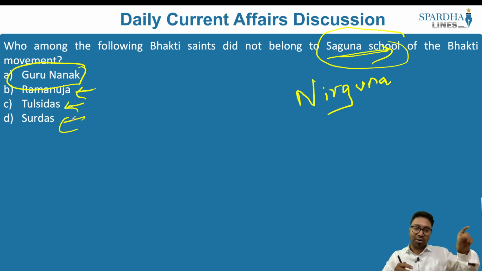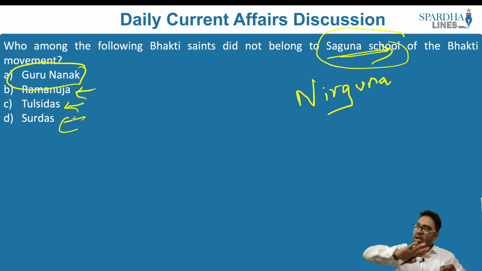So when it comes to Saguna school of Bhakti movement, it says there is a form, there is an idol. It helps you increase your concentration. You would be able to communicate with the God. But when it comes to Nirguna, there is no God in the form of an idol. There is no idol worship per se, but he is everywhere. He is formless, and that's the thought of Nirguna.